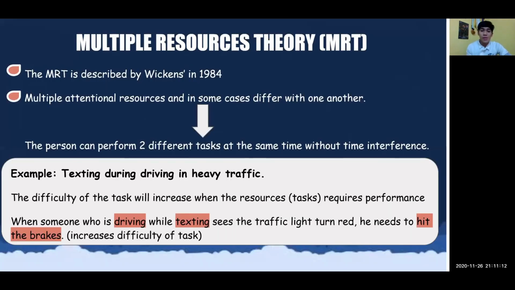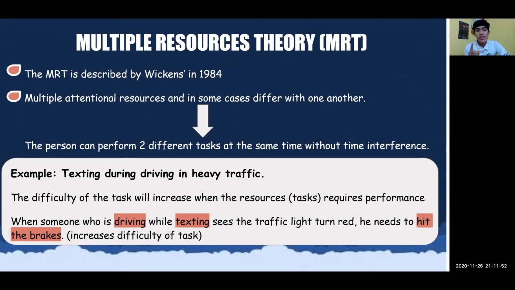Next, we go through the multiple resources theory. Let's take a look at the slide. The MRT, multiple resources theory, was described by Wickens in 1984. Multiple attention resources in some cases are different from one another. This means the person can perform two different tasks at the same time without interference. I will give you an example: you are replying to a text while driving a car in heavy traffic. Next, the difficulty of the task will increase when the resources the task requires overlap.